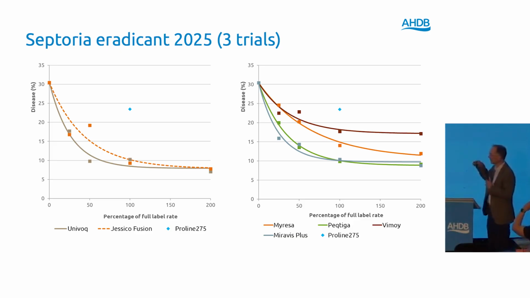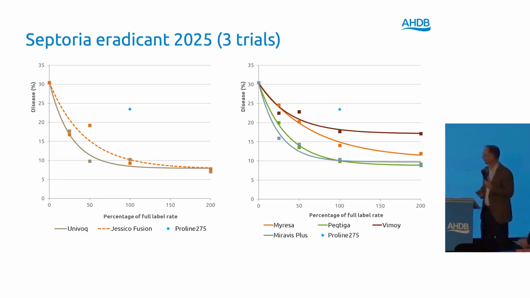So please don't look at the fact that, yes, actually the line's quite high. That doesn't actually mean much at all. It just means some of the lower leaves were included. In terms of differences, which is what we're about, Miravis and Pectiga actually performing very similarly.